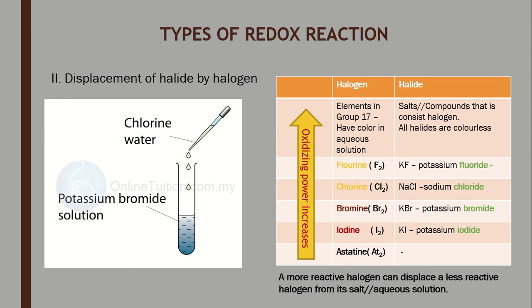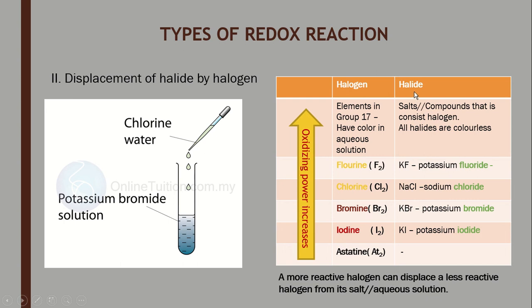Okay, so kita terus tengok example. This is the example of the reaction, between chlorine water, which is the halogen, and the potassium bromide, which is the halide. Satu reaktan dia halogen, satu lagi halide. Examples of halogen are elements in group 17, contohnya fluorine, chlorine, bromine, iodine and astatine. They have color in the aqueous solution. Orang ni memang berwarna, kita belajar masa Form 4 dulu kan.